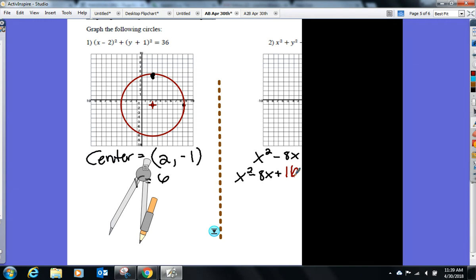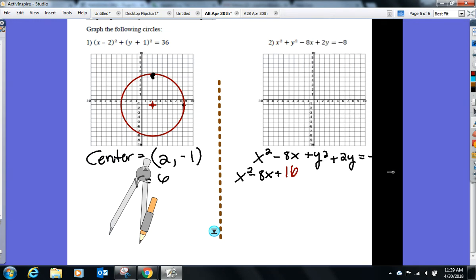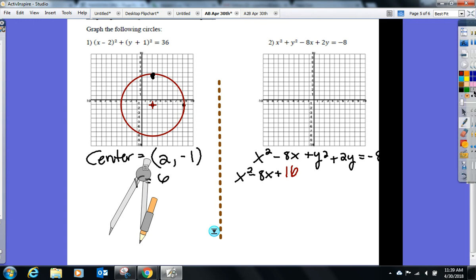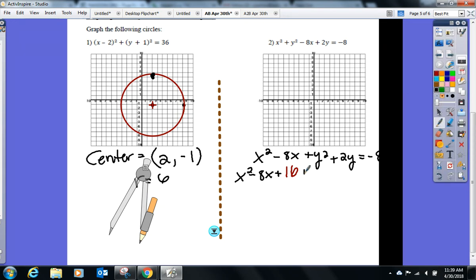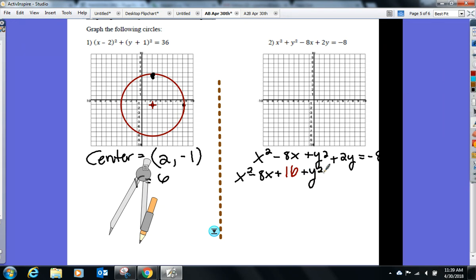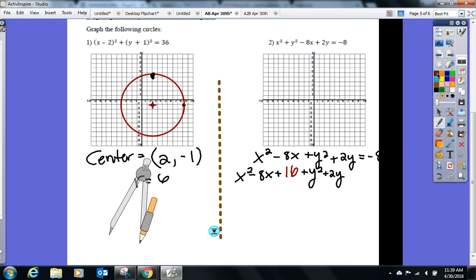Let's do it for the y's now. What's the b value on the y? 2. Everybody ready? Take half of it. 1. Square it. Still 1. Plus 1.